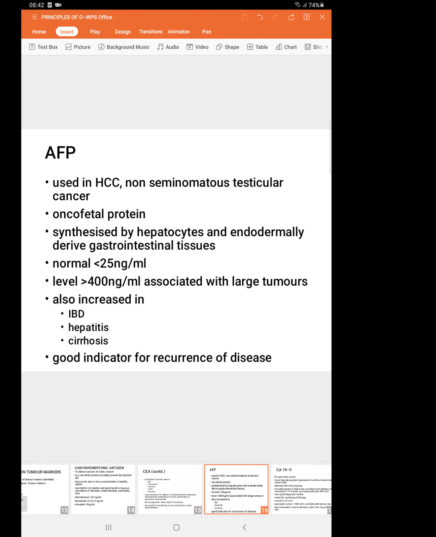AFP, alpha fetoprotein, is used in hepatocellular carcinoma and non-seminomatous testicular cancers. It is also an oncofetal protein. It is synthesized normally by hepatocytes and endodermally derived gastrointestinal tissues. The normal level is less than 25 nanogram per ml. It is increased to more than 400 nanogram per ml in large tumors. It is also increased non-specifically in inflammatory bowel disease, hepatitis, cirrhosis, but it is a good indicator for recurrence of disease. For example, if there is a recurrence, there is an early increase in AFP levels in blood.